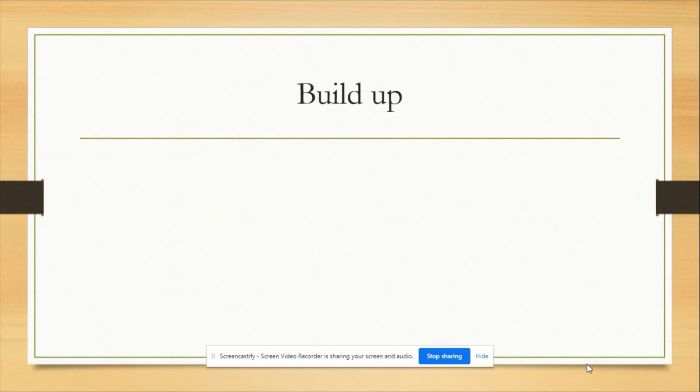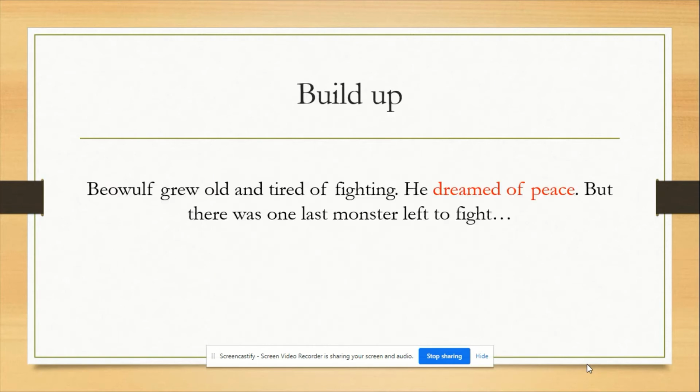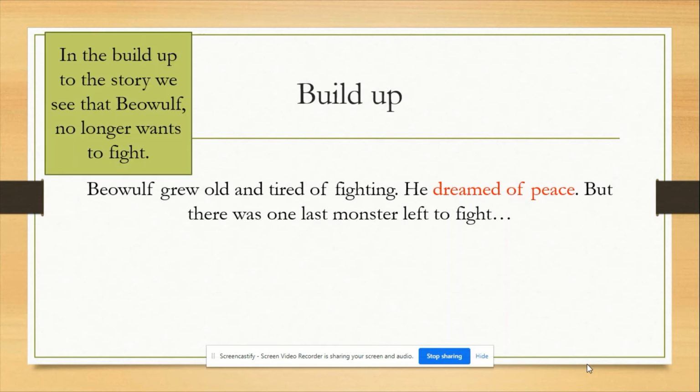So let's see how we can build up the story. Beowulf grew old and tired of fighting. He dreamed of peace, but there was one last monster left to fight. In this part of the story, we see that Beowulf no longer wants to fight, and we have a clear description of how he feels and what his hopes and ambitions are.